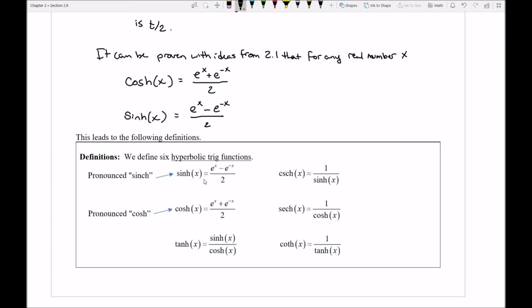In the videos to come, we'll take a look again at how exactly we can evaluate these functions at different points, their graphs, and their derivatives and antiderivatives.